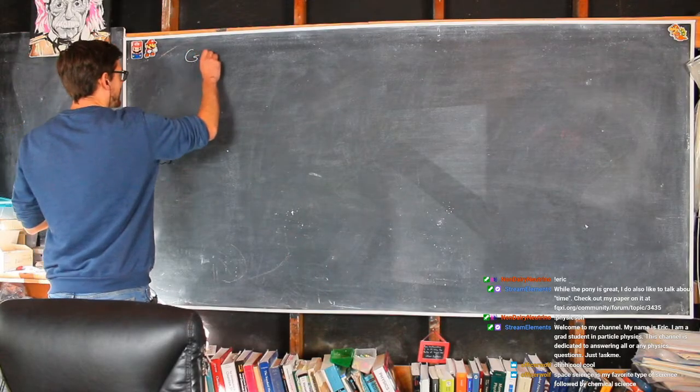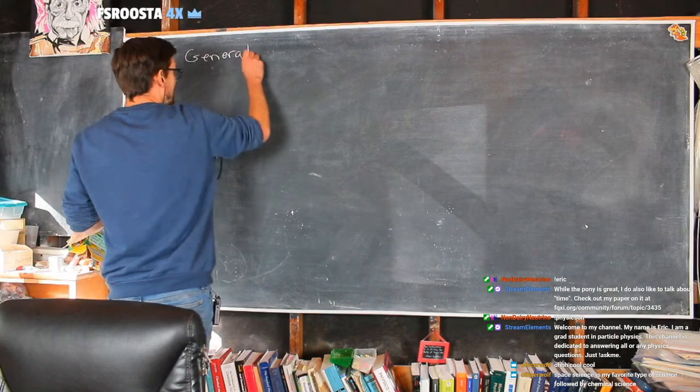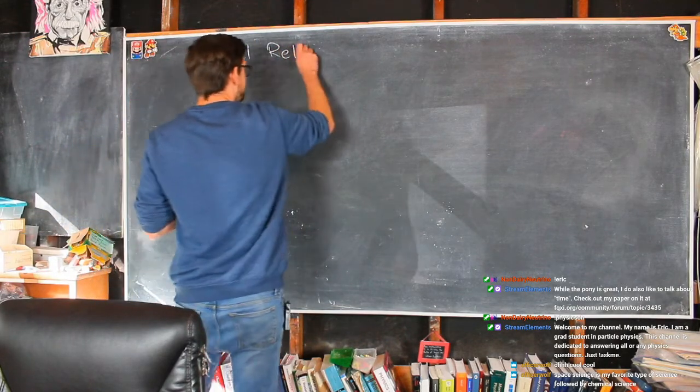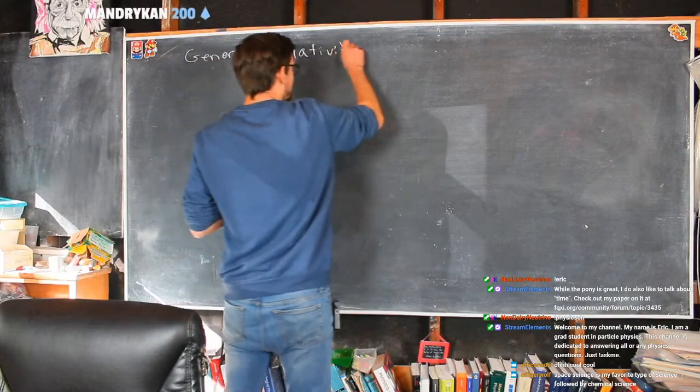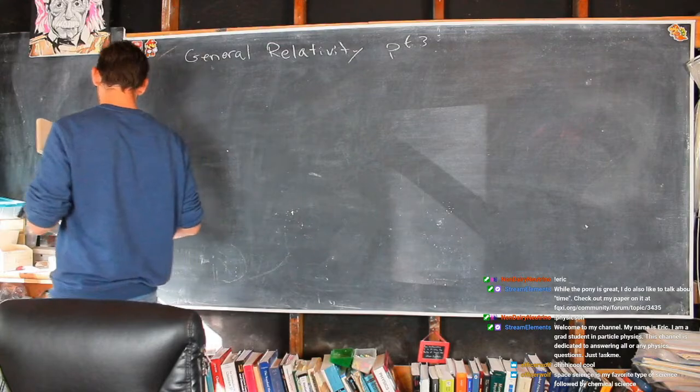So we're going to do general relativity part 3. And today we're going to talk about vectors.